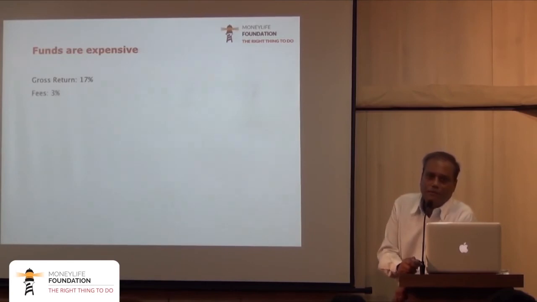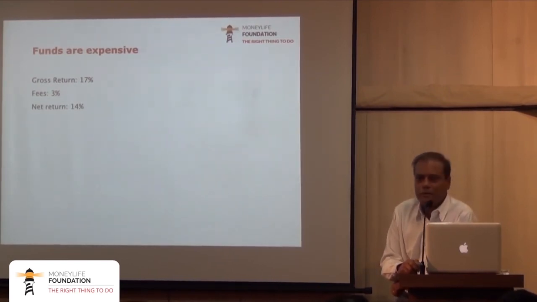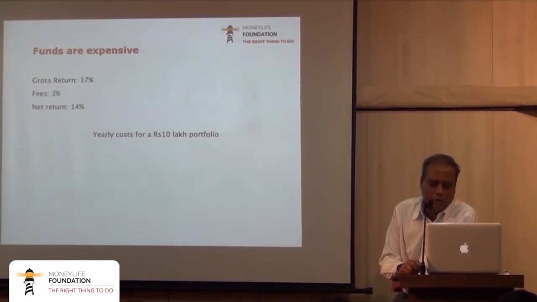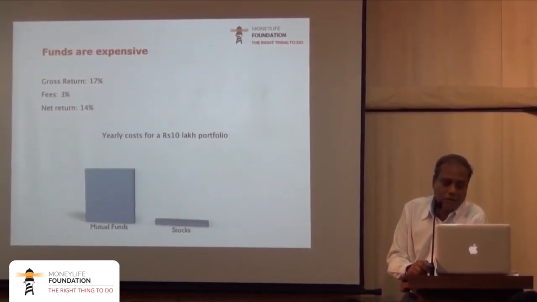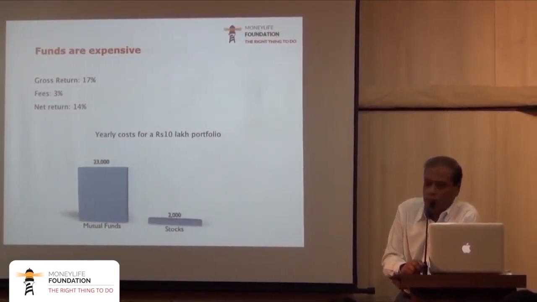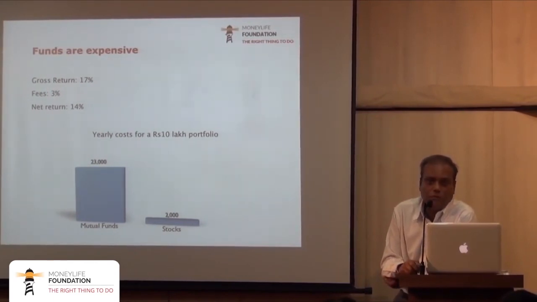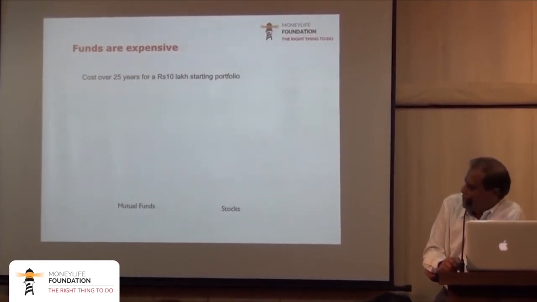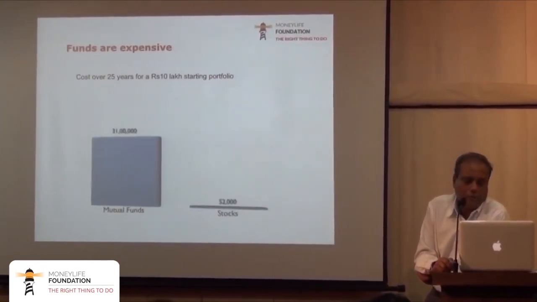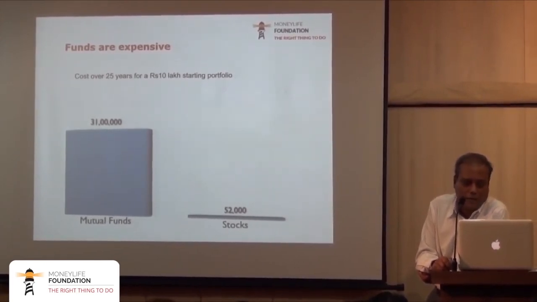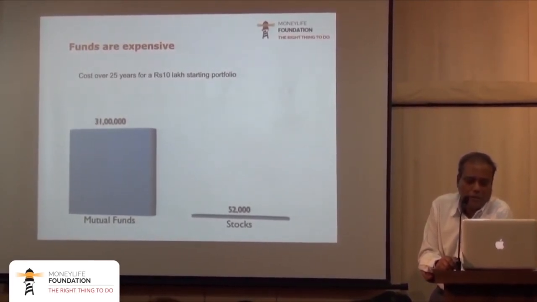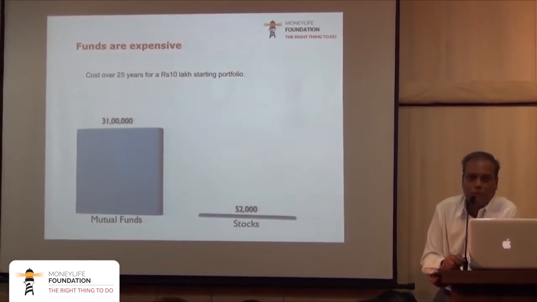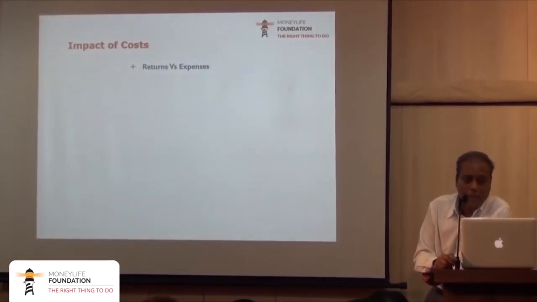Now, where do the funds become expensive? Gross return is about 17%. Let's say fees are about 3% or so, and net return is about 14%. Now, this is the yearly cost of a 10 lakh portfolio: 23,000 and 2,000. If you take this same story over a 25-year period, 31 lakhs goes in mutual funds and only 52,000 in stocks. Impact of cost.